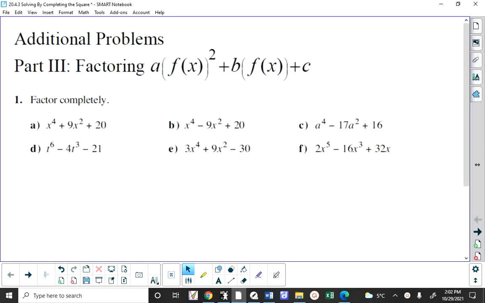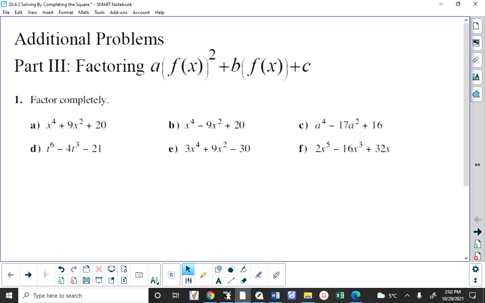We were looking yesterday at factoring things that weren't as simple as a times x squared plus b times x plus c, but were more complicated, like a times this thing squared plus b times this thing plus c, where this thing can be anything. It could be x squared itself, it could be p cubed, it could be 2x minus 5. And you have to be able to wrap your head around how to factor things like number 1.